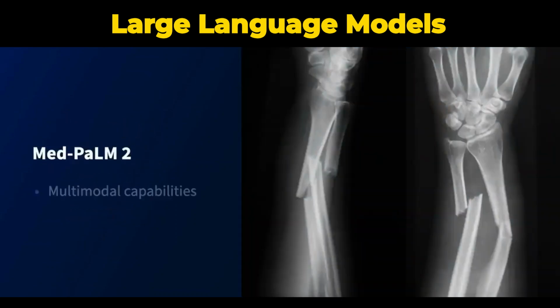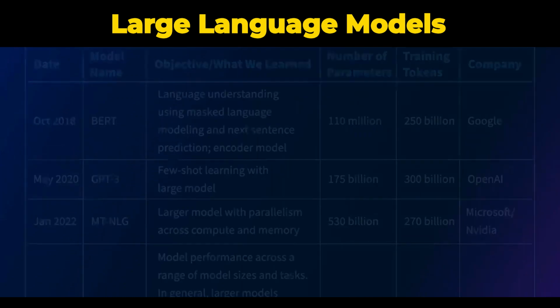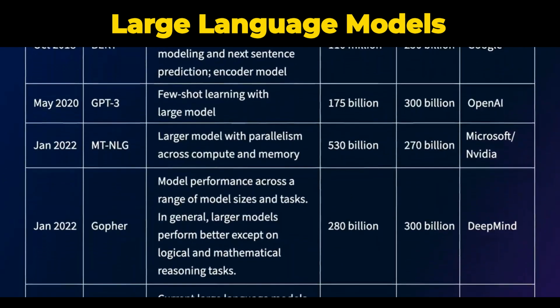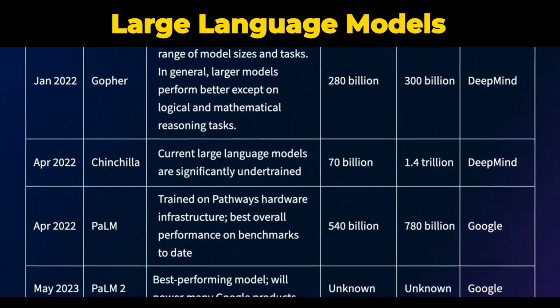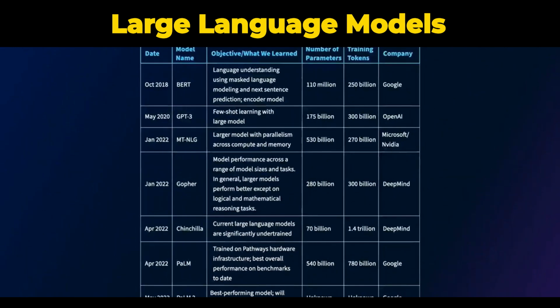The Google team are adding multimodal capabilities. This means you could feed it an X-ray image and then ask the model to analyze the X-ray image and report on its findings, and then potentially query the model further on the image. Let's add PaLM 2 to our list of models. It looks like PaLM 2 is Google's best performing model and it'll be powering many of its products.